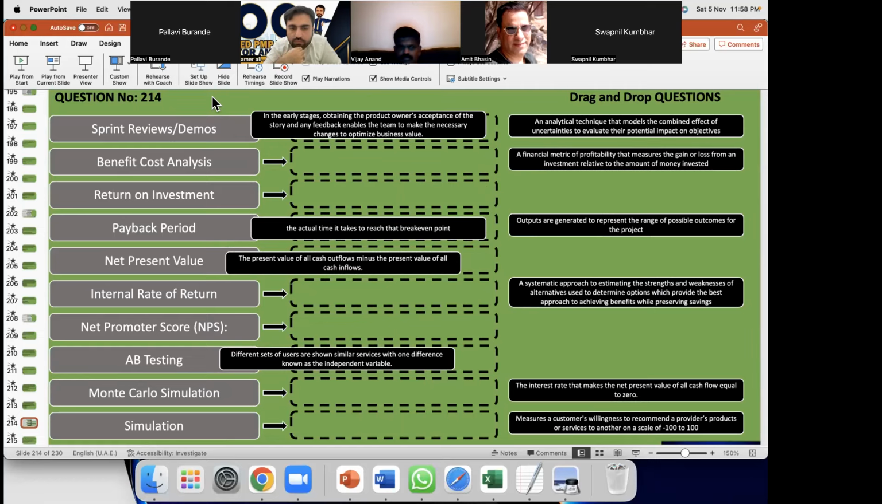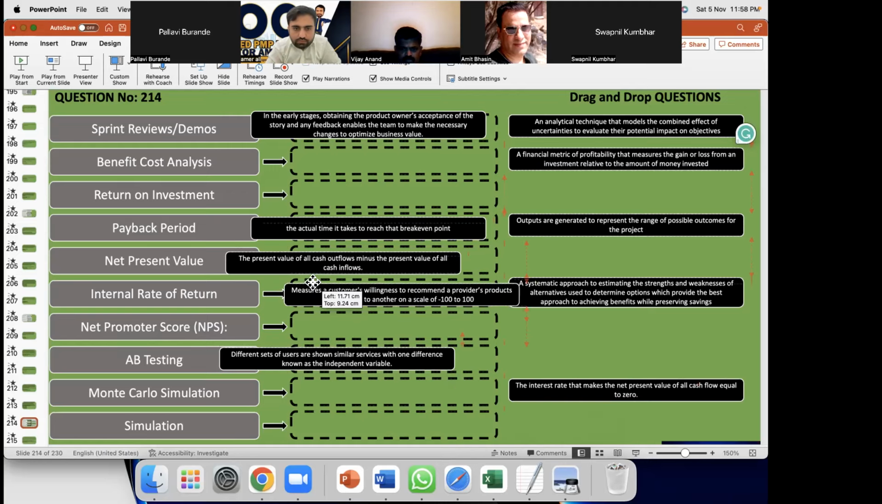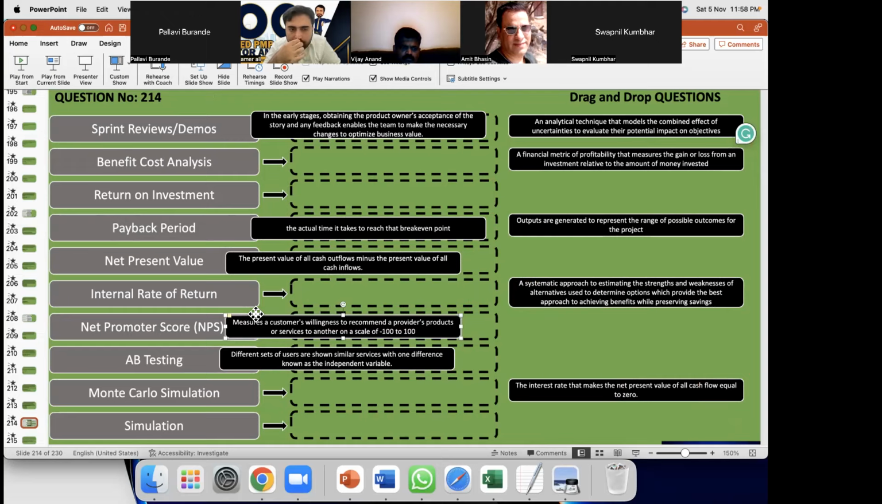Another scale of minus 100 to 100. Net promoter score, minus 100 to 100, the last option. For the measures of gain or loss from investment: benefit cost analysis, second one.